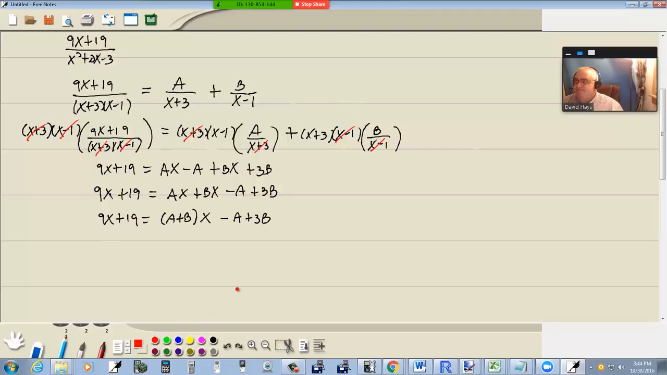Well, we want to set these equal to whatever number's in front of our x, which in this case is a plus b. In this case it is 9. So we're going to have a plus b is equal to 9. And then we'll set our constant portions equal to each other. So we got negative a plus 3b is equal to 19.